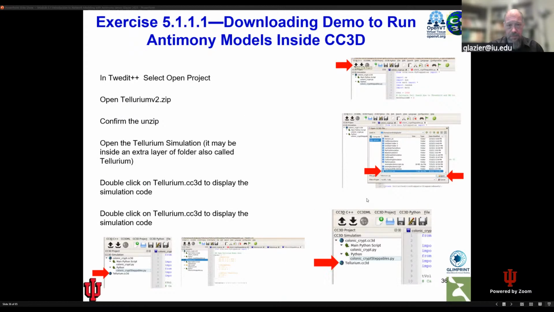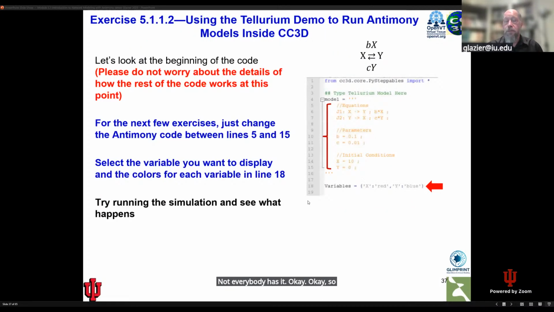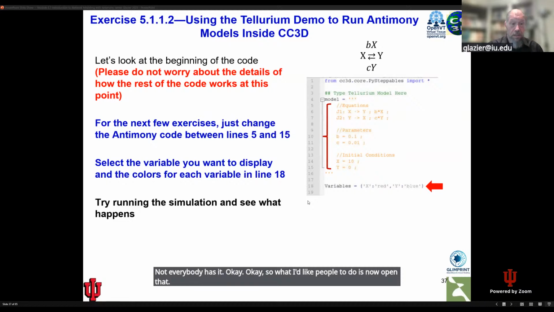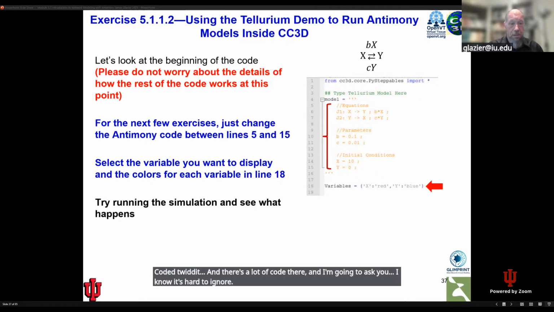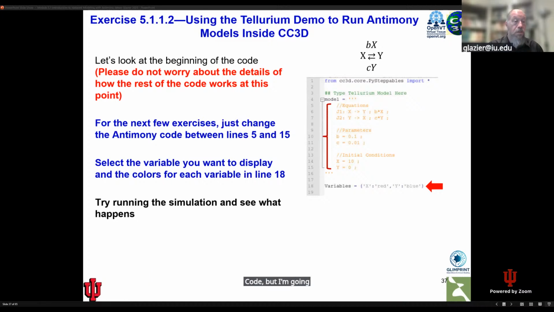Okay. Looks like everybody got it working. Is there anybody who needs help at this point? So what I'd like people to do is now open that code in Twedit. And there's a lot of code there, and I know it's hard to ignore code, but I'm going to ask you to ignore most of the code.